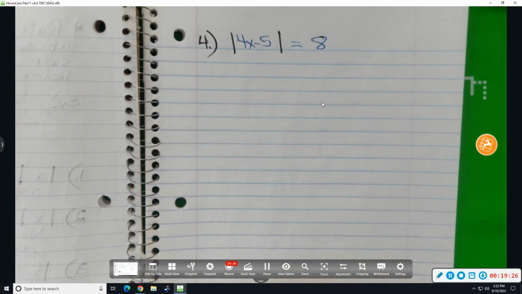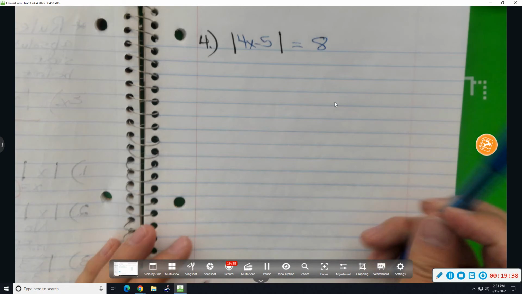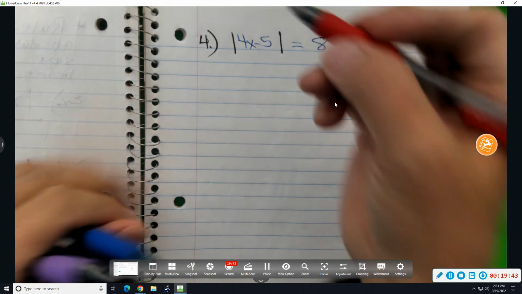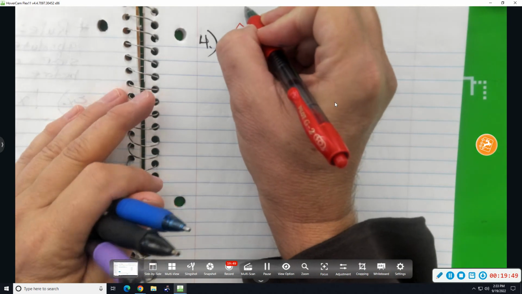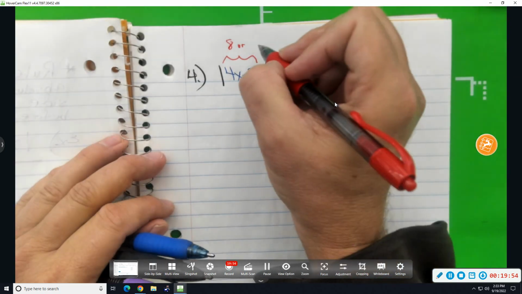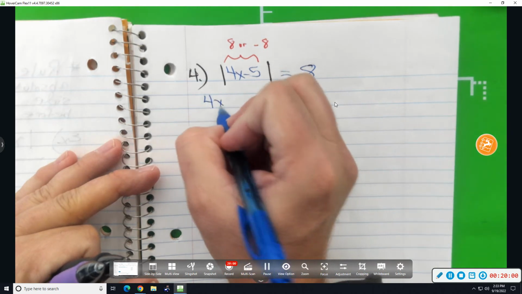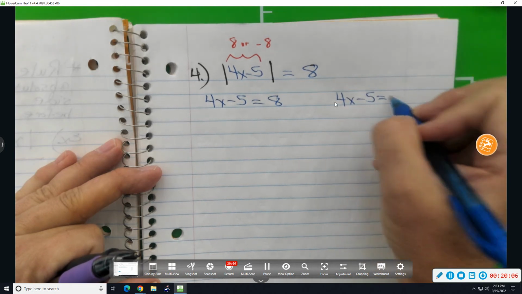Is this equation in the form that we need, or are we going to have to move terms first? Do we have the absolute value isolated on one side? Yes. And what sort of number do we have on the right? A positive. That means the stuff inside here will have to be either, I'll get us started, 8 or negative 8. So we set 4x minus 5 equal to positive 8, and 4x minus 5 equals negative 8.